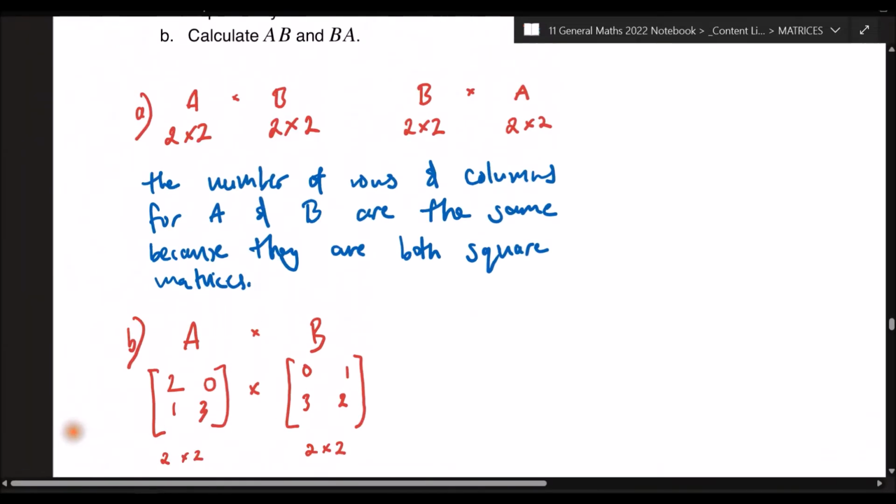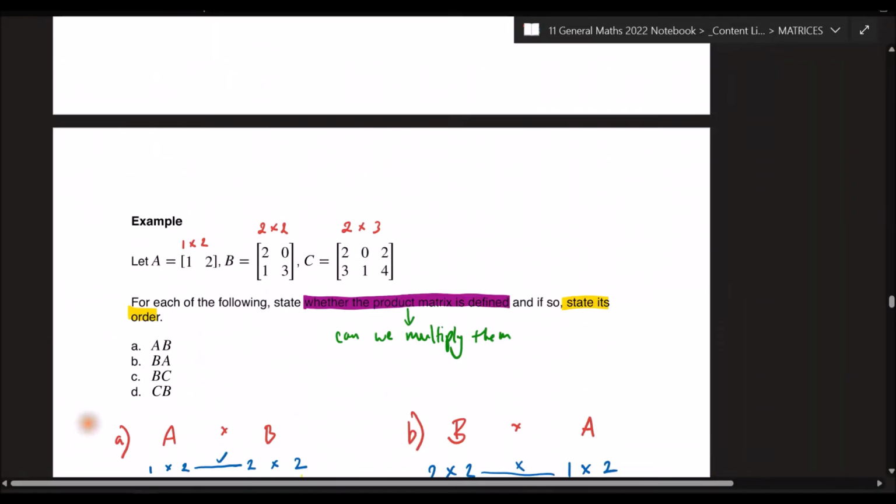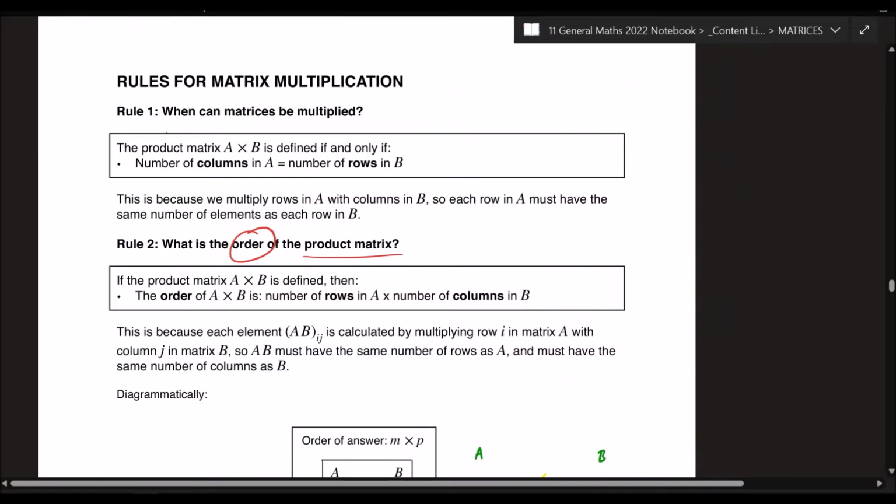What are some rules? Does anyone remember any of the rules we learnt about when you're multiplying matrices? I'll put some of the examples here. What are some of the rules when it comes to multiplying two matrices together? What do you need to make sure that they're multipliable? Yes, Zach. The number of columns in A, the first matrix, must equal the number of rows in B.